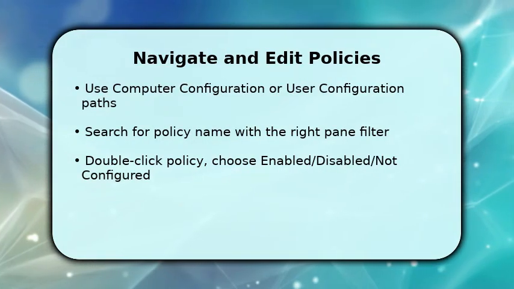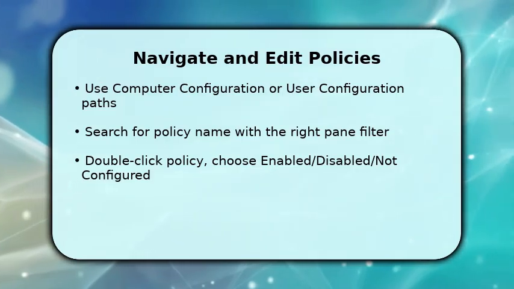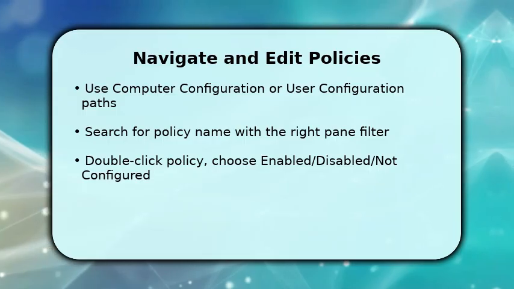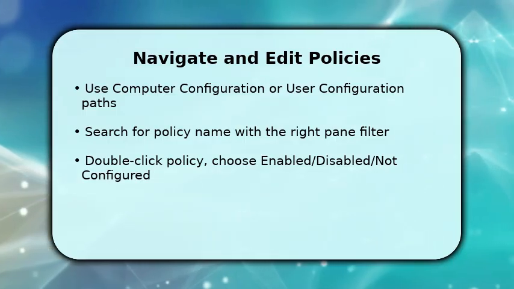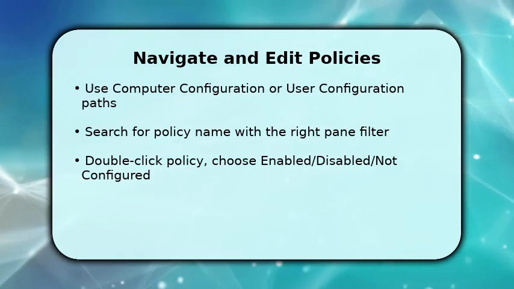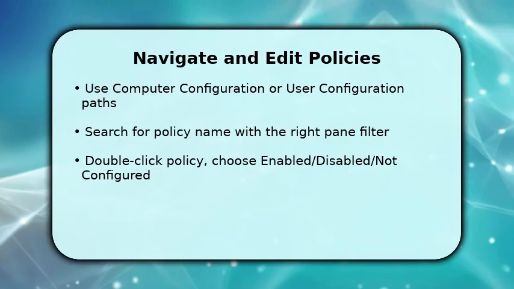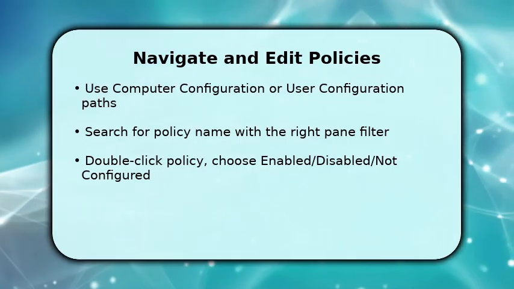Now you navigate the tree. Choose Computer Configuration for system-wide rules or User Configuration for per-user settings, because choosing the right branch determines scope. Use the console tree or right-click and choose Filter to find a policy by name, which speeds things up when there are hundreds. When you open an item, read the explanation box to understand effects.